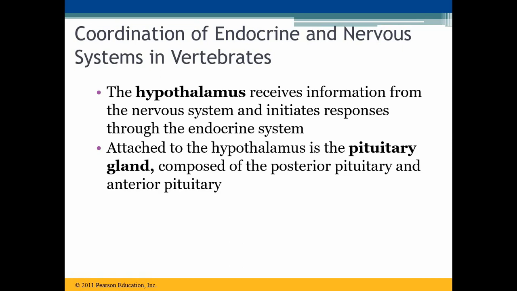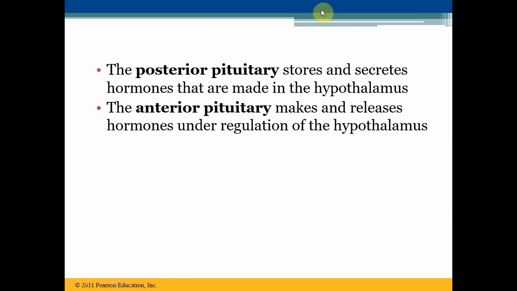We have two parts of the pituitary gland, anterior and posterior, which are regulated by the secretions from the hypothalamus. Basically, the posterior pituitary just stores and secretes the hormones that are made in the hypothalamus. So the posterior pituitary does not produce any hormone. It just stores the two hormones, ADH, also known as vasopressin or antidiuretic hormone, and oxytocin, which are formed in the hypothalamus, stored in the posterior pituitary, and released when they are needed. The anterior pituitary makes and releases the hormones that are under the regulation of the hypothalamus.